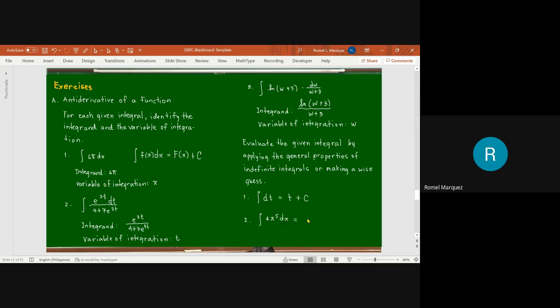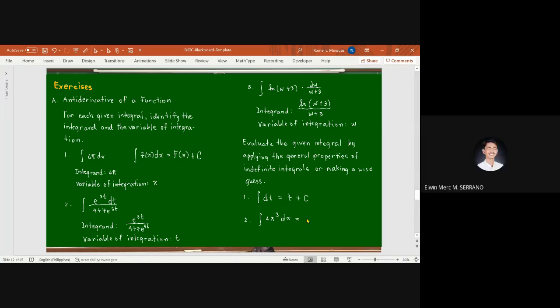X raised to 4. And then all we have to do is to add c, no? Yes. This is just guessing. Later, we are going to have actual formulas, okay?